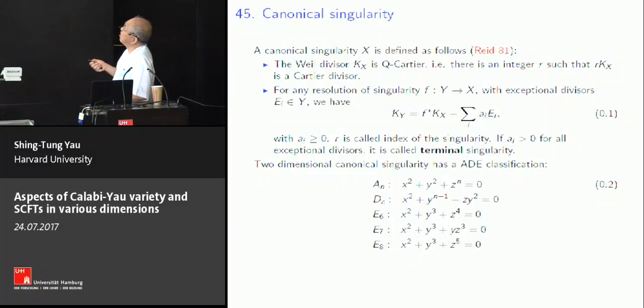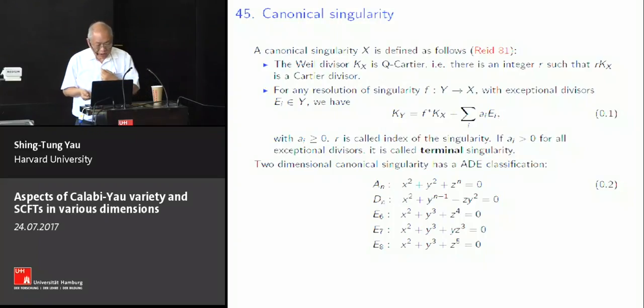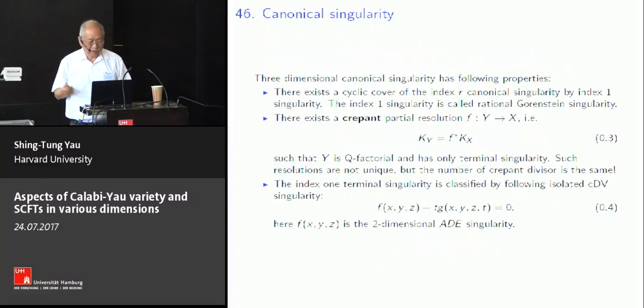So there's a given canonical singularity, which can be defined in the following way: given any X, specified as a Cartier divisor, if the K_X is Q-Cartier, and also satisfies this property whenever you resolve the singularity, the canonical bundle satisfies this with a_i bigger than or equal to 0. So that's called canonical singularity. If a_i is strictly positive, it's called terminal singularity. So ADE singularity in 2 dimensions was classified, and it's here. And it was used by many people, of course.